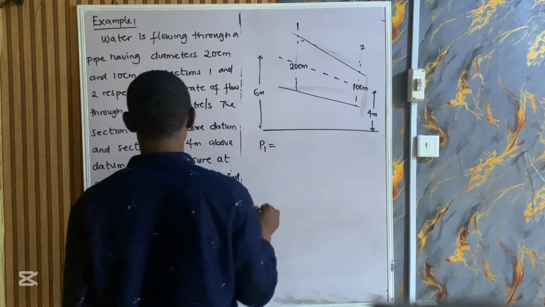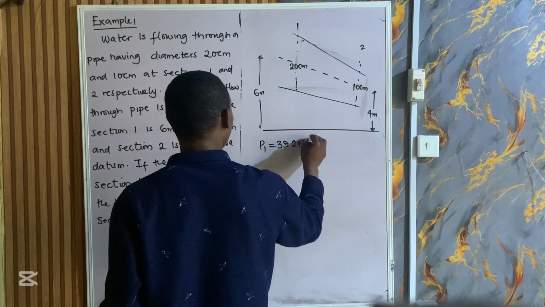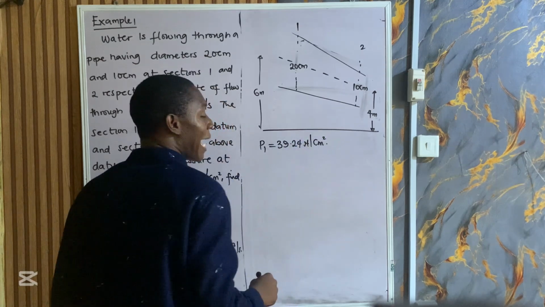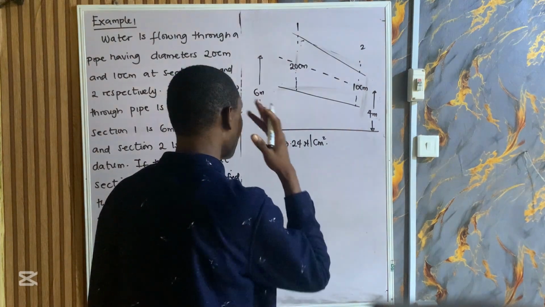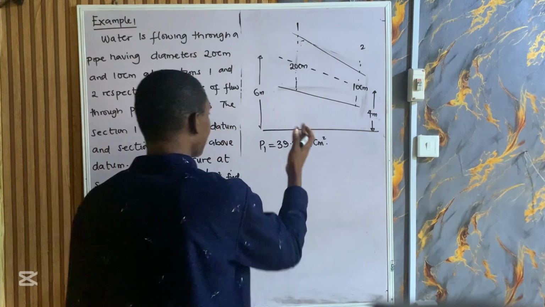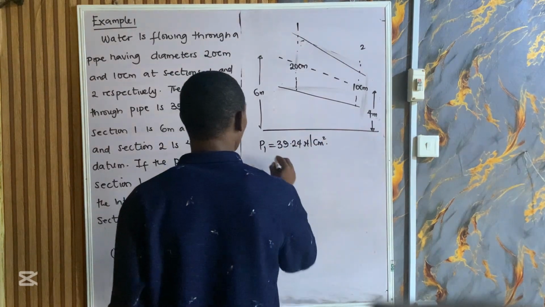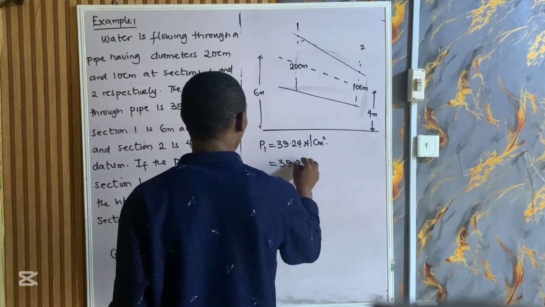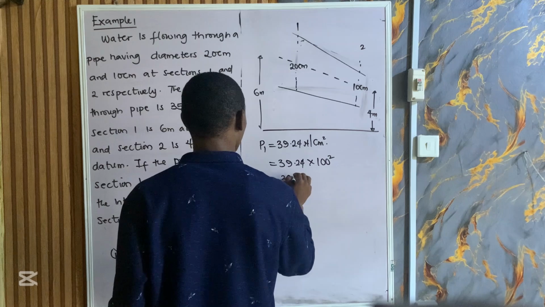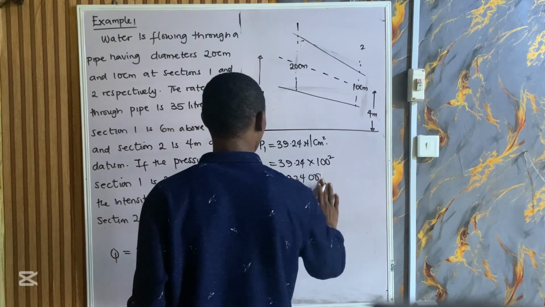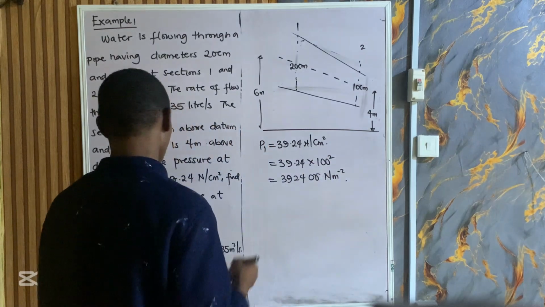P1 is given as 39.24 Newton per centimeter square. Well, I need to convert to meter square. Converting centimeter to meter is to divide by 100. Well, since centimeter is the denominator, I should be multiplying by 100. But this is not centimeter, this is centimeter square, so you multiply by 100 square. So 39.24 times 100 square will be 392400 Newton per meter square. So that's the pressure at section 1.